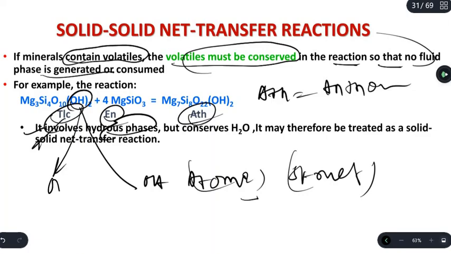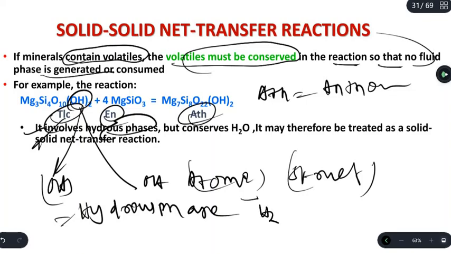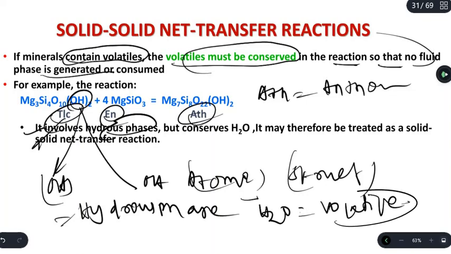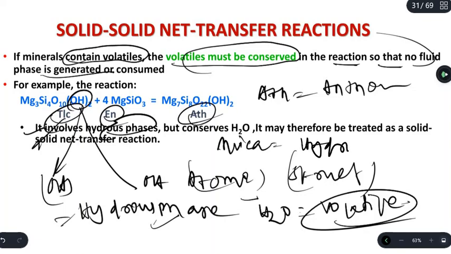This OH that is present is called the hydrous phase. But if H2O is present, it is called a volatile. Clear? So this is the basic difference. OH present in the atomic structure of a mineral is called hydrous phase. That is why we say hydrous mineral. Muscovite and mica are hydrous minerals, because OH is present in the mica atomic structure.